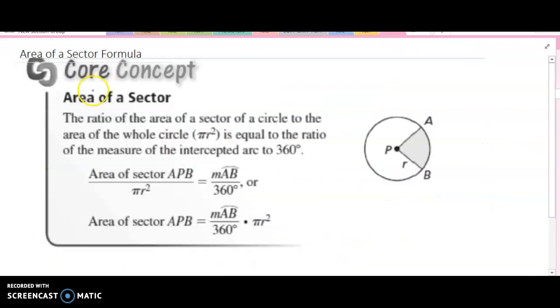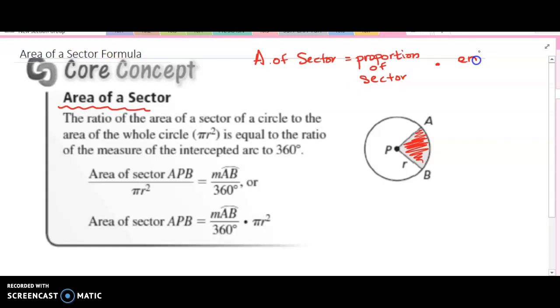All right, guys, area of a sector. Okay, so I'm going to be finding kind of a piece of the pie right here. Okay, so the area of the sector is the proportion of the sector times the entire area of the circle.